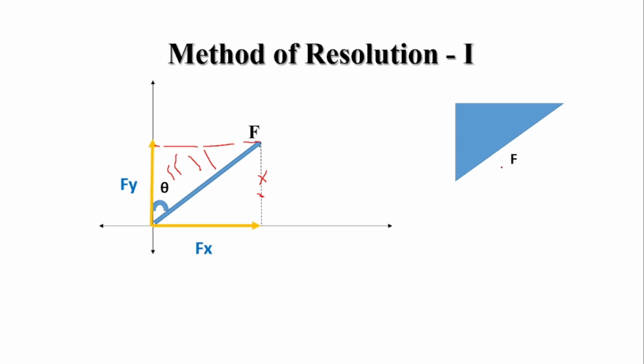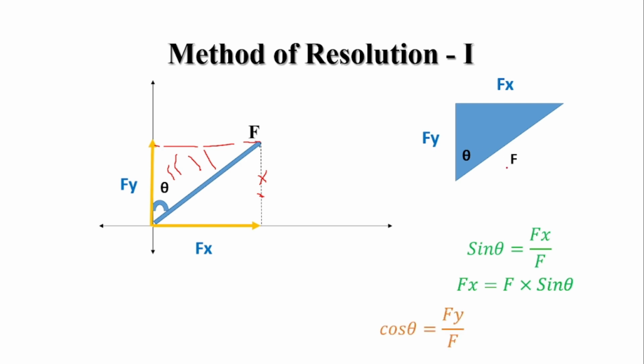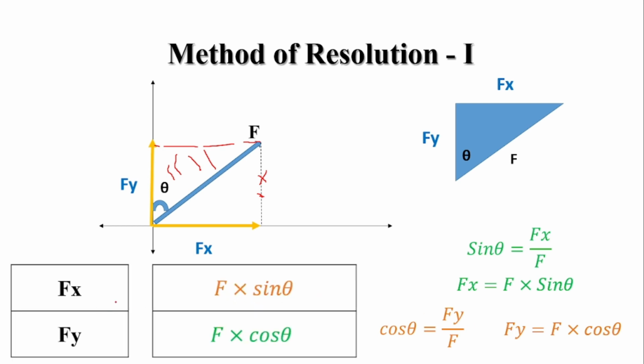So F is the hypotenuse, Fx is the base, Fy is the height, and theta is the angle between the y-axis and the force. Now we'll write sin theta. Sin theta is equal to opposite upon hypotenuse, so it is Fx divided by F. So Fx becomes F sin theta. Now cos theta is equal to adjacent upon hypotenuse. Adjacent is Fy divided by F, so Fy becomes F cos theta. So Fx is equal to F sin theta and Fy is equal to F cos theta.